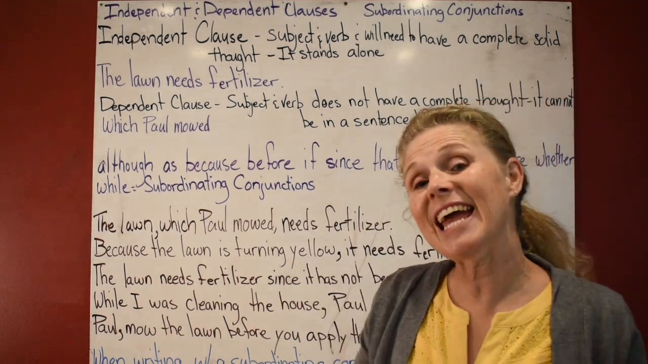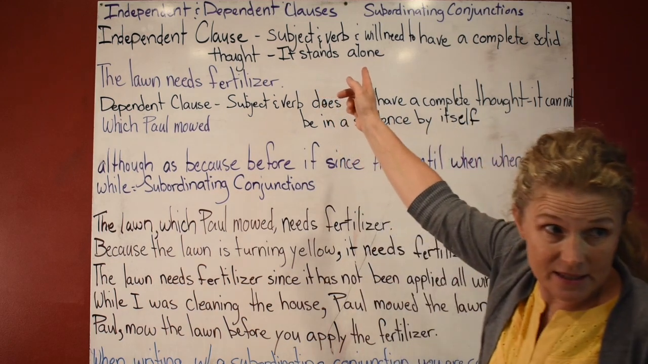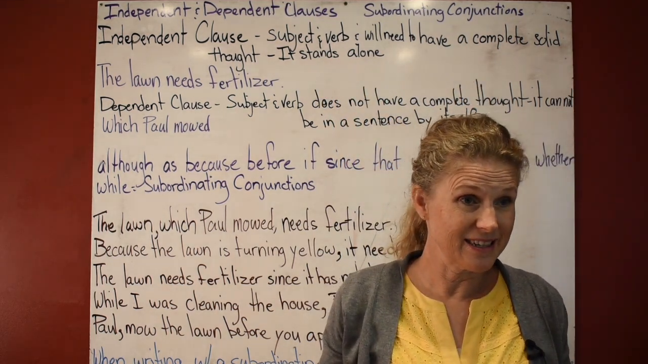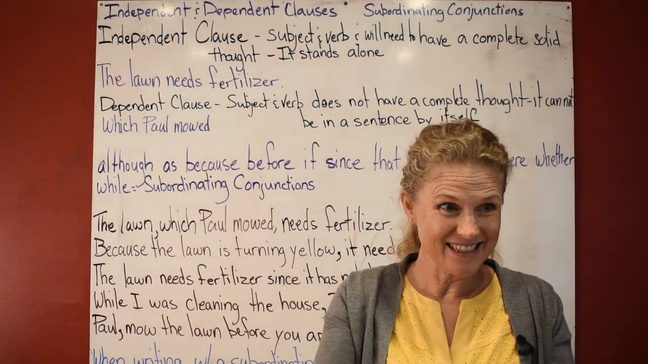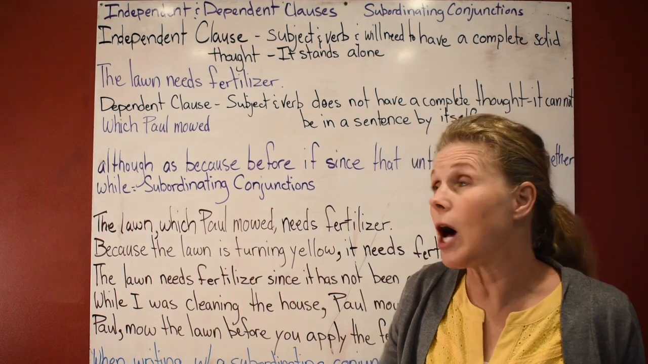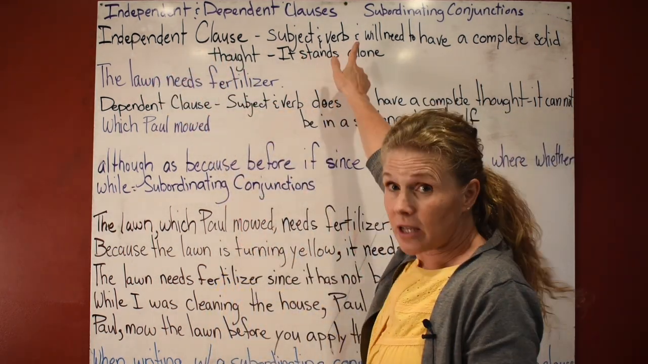Hi everyone, today in this lesson we're going to talk about independent and dependent clauses and subordinating conjunctions. Do you guys understand what those are? Yes? Do you? Okay, so an independent clause right here needs a subject and a verb.